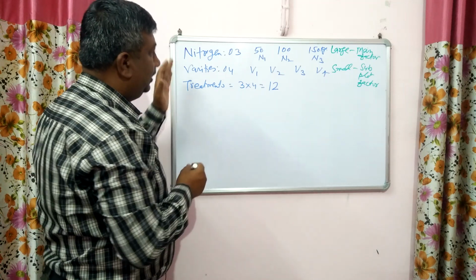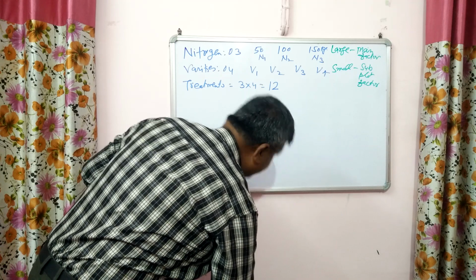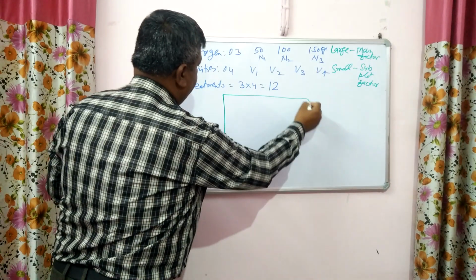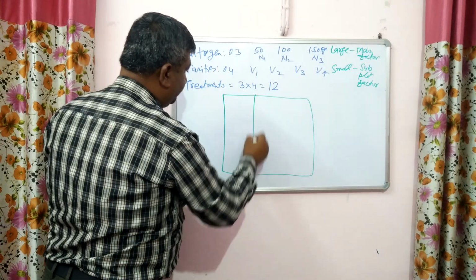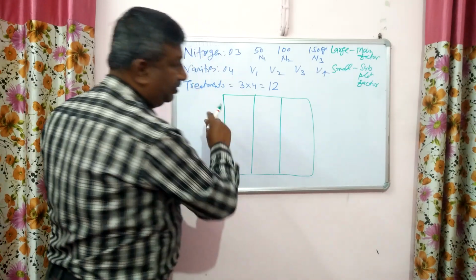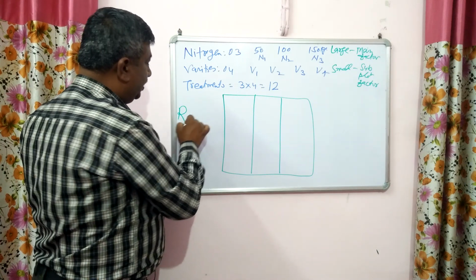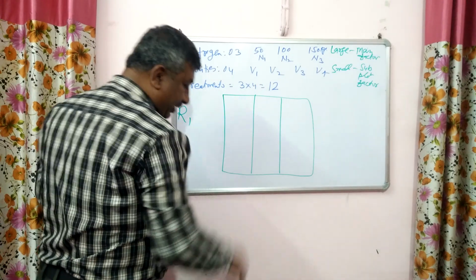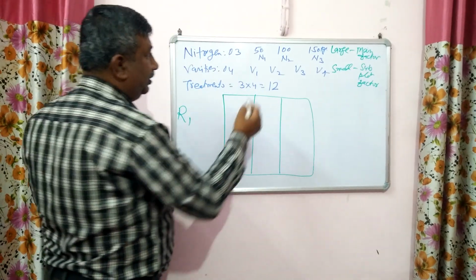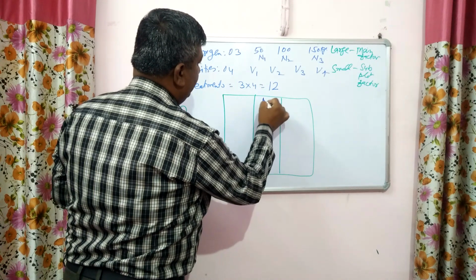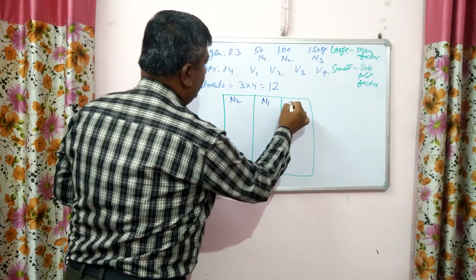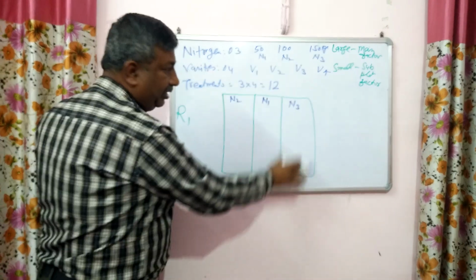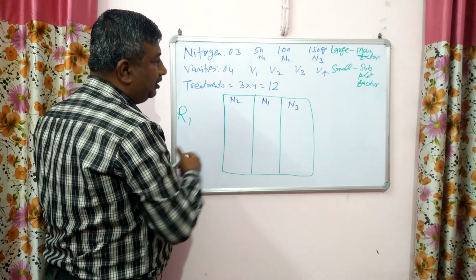In such case, in first replication, first divide the plot in 3 equal parts. This is replication 1. 3 equal plots, and randomly assign the nitrogen. Suppose this is nitrogen N1, this is nitrogen N2, then it is nitrogen N3. So we will provide the nitrogen N2, N1, N3 in whole strip. This is the large plot.